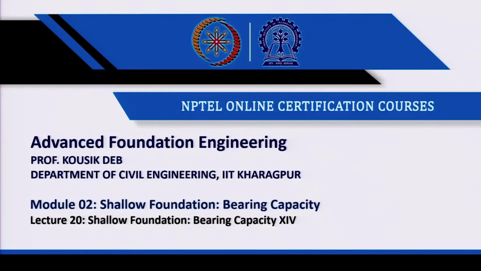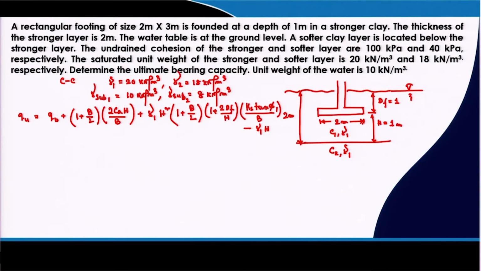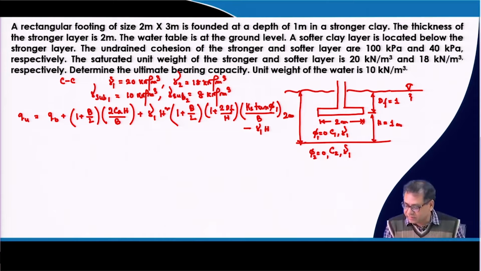So, last class I started one example problem for the 2 layer case, and I consider that the top layer is a stiff clay and the bottom layer is a soft clay, or the softer clay, where your phi value is 0 for both cases. This phi value is 0 and this is also 0. There will be only cohesion and unit weight. Water table is at the ground surface.